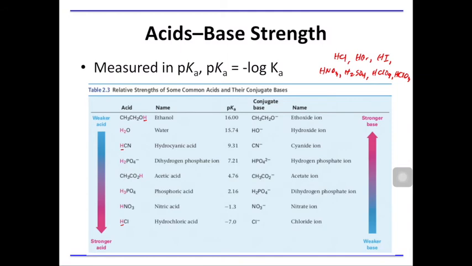The stronger the acid, the weaker its conjugate base could become, and the weaker the acid, the stronger its conjugate base could become. So therefore, even though ethanol is a weak acid and hydrochloric acid is a strong acid, chloride ion is a weaker base compared to ethoxide ion. Also, acetate ion is a weaker conjugate base compared to hydroxide ion.